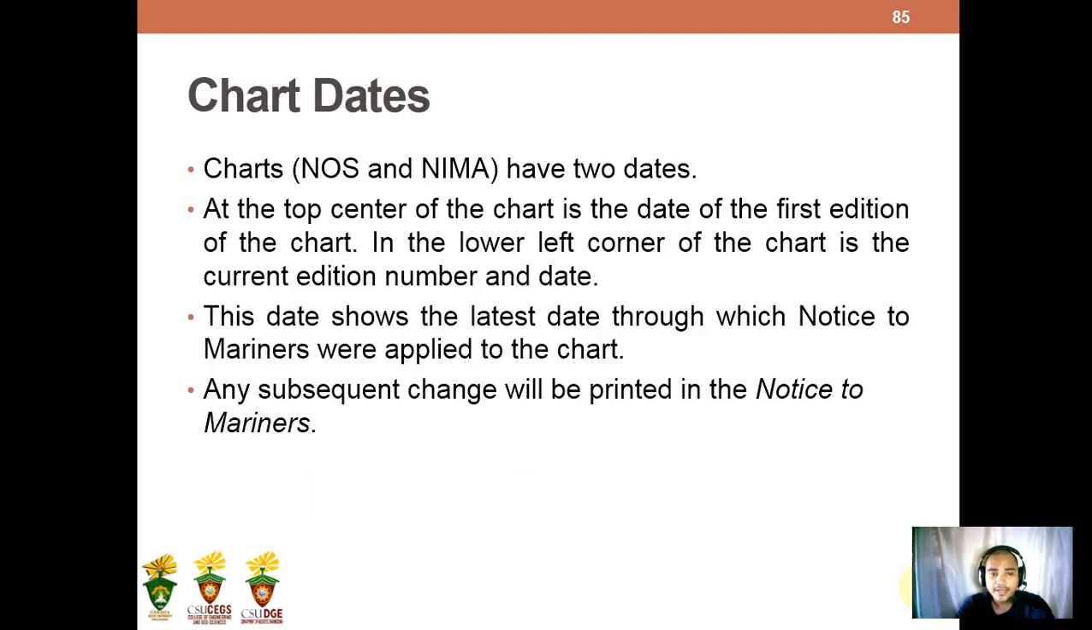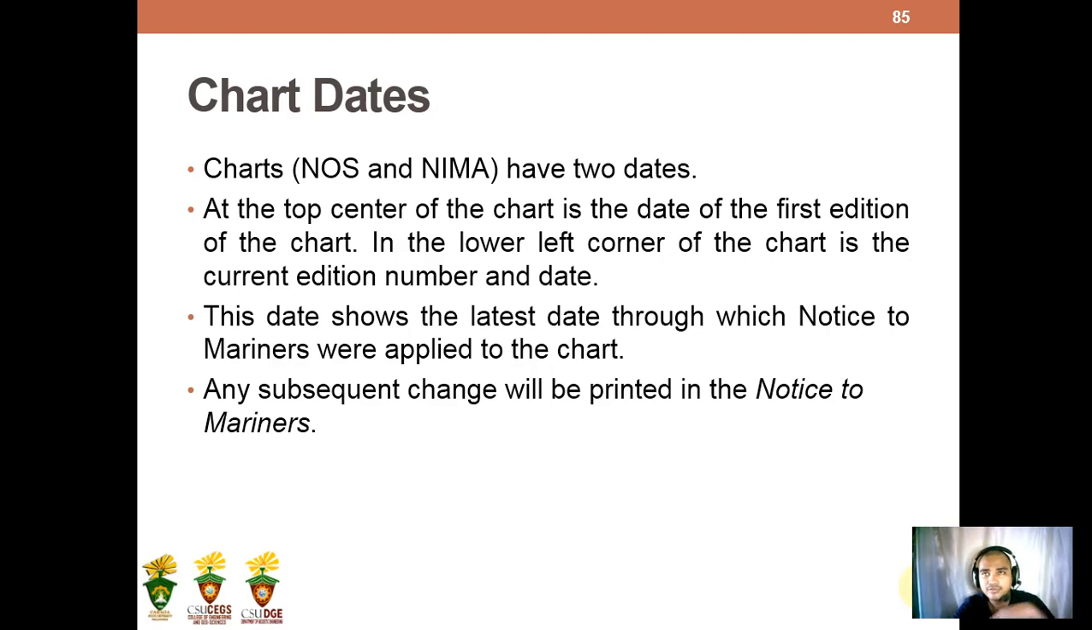First, we have chart dates. The charts, for example, of the National Ocean Service and NAMRIA, have two dates. So in one chart, two dates are indicated. At the top center of the chart is the date of the first edition of the chart. And in the lower left corner of the chart is the current edition number and the date. So at the top is the first version, and the lower left corner is the updated edition of the chart and the date of its revision.